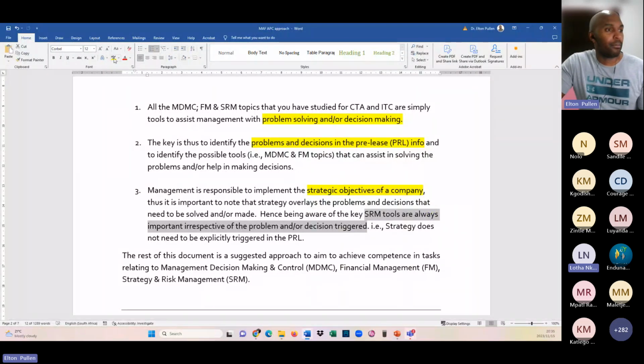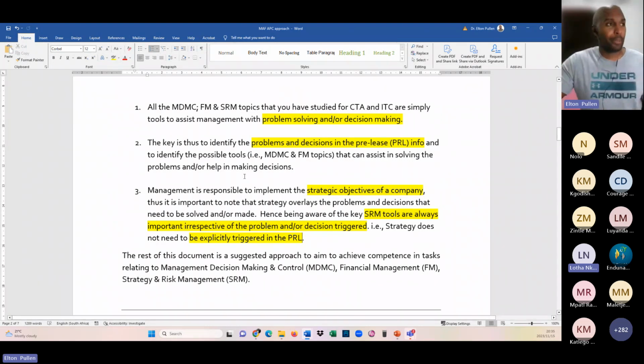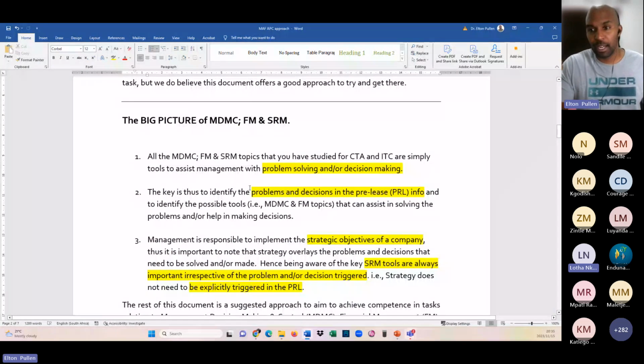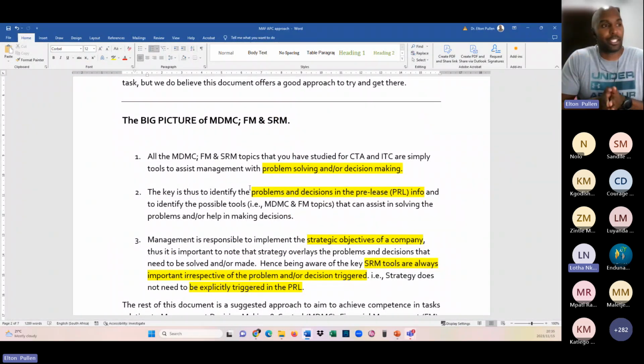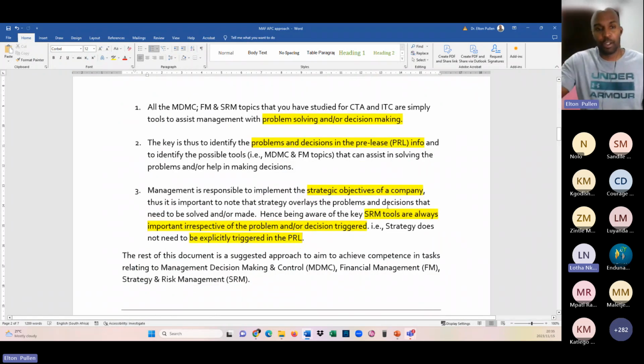Okay, always, right? Which means it's especially important, because strategy does not need to be triggered. In other words, you've got to always be ready for strategy, because it doesn't have to be triggered in the pre-release. Okay, so those are the three. Big picture, MAP is about problem solving and decision making. Second, it's about identifying the problems and decisions in the pre-release. And the third thing to remember is that when it comes to strategy, it's the overarching thing that you always have to keep in mind.